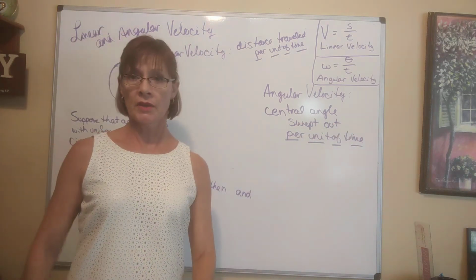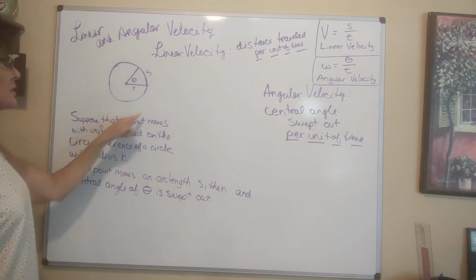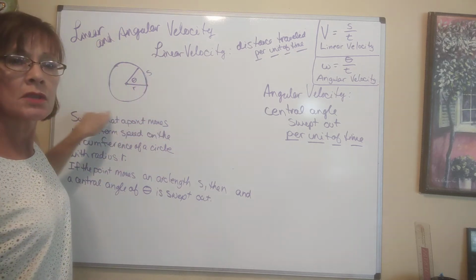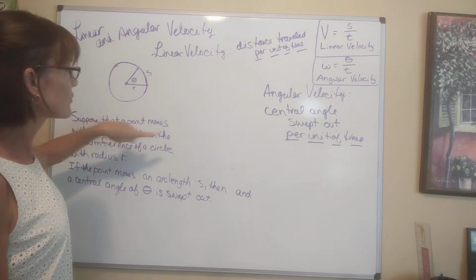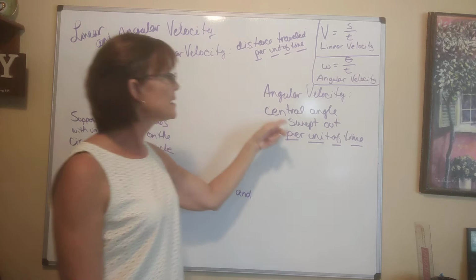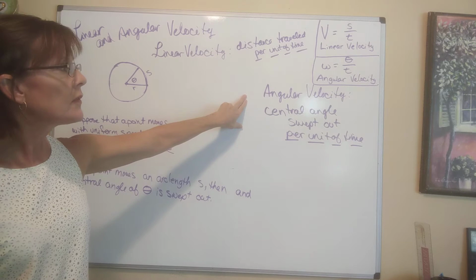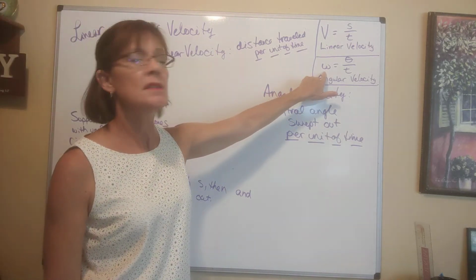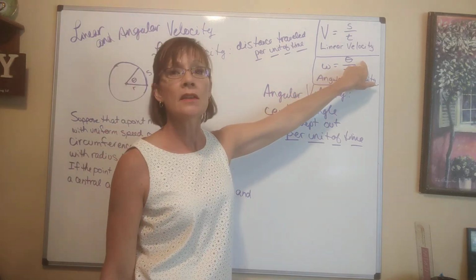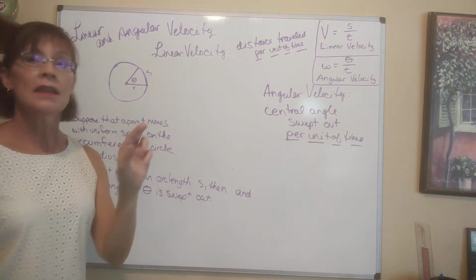Similarly, what is angular velocity? We see this angle theta that's being swept out as the arc length goes around, and it's the rate at which it's cycling, how many degrees or radians it's going through per unit of time. It's the central angle swept out per unit of time. The variable given to angular velocity is the omega symbol, and omega is defined to be the angle theta divided by time.